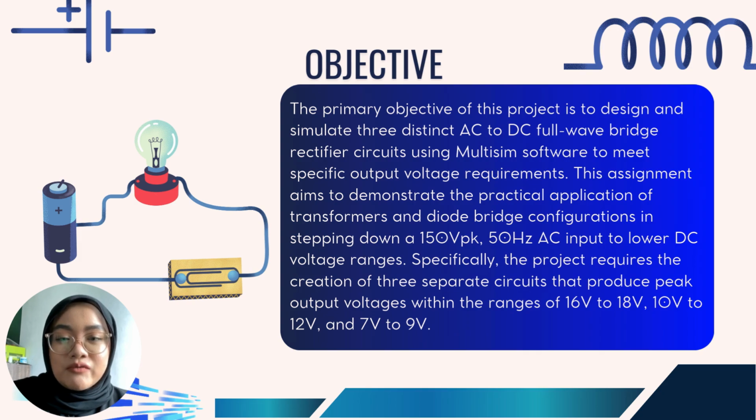Our starting point for all three designs is a 150 volt AC input at a frequency of 50 Hz. The challenge was to demonstrate a practical application of step-down transformers and diode bridge configurations to achieve three very specific peak output voltage targets. First, a range between 16 volts and 18 volts. Second, a range between 10 volts and 12 volts. And finally, a lower range of 7 volts to 9 volts.